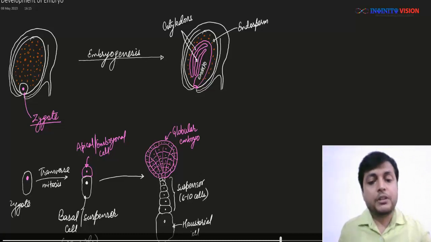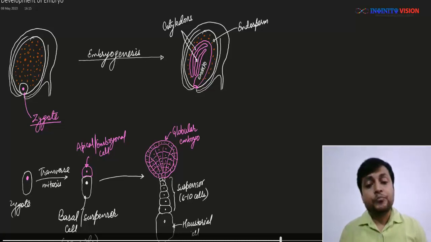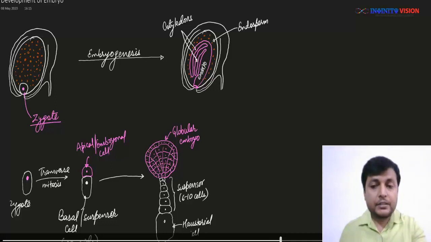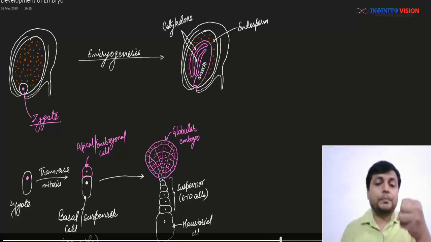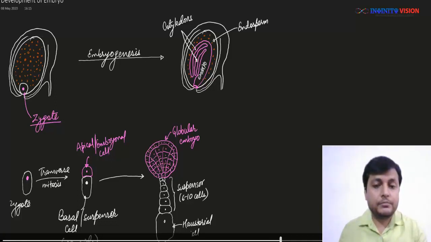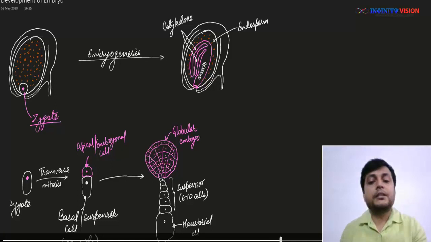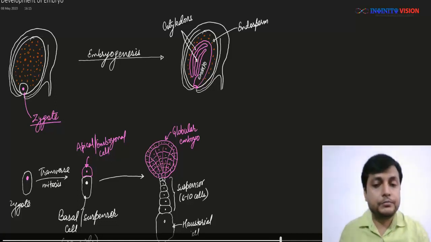Now, why do we call it haustorial cell? Because this cell is haustorial in nature, as in this will degrade the surrounding tissue or surrounding cells and take up the nutrients from them, and these nutrients will be given to the developing embryo. That's why it is haustorial in nature. Correct? You can recall from haustoria, from the parasitic plants. Okay, so it is haustorial in nature.